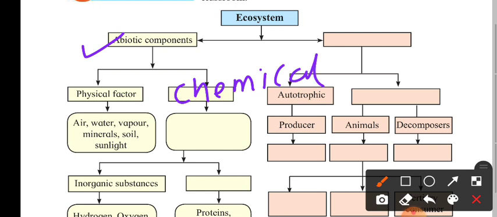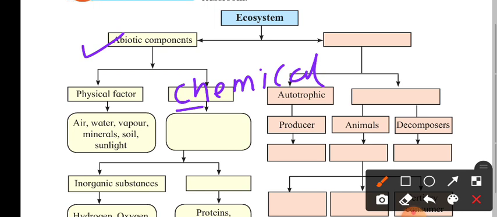I'm writing all in short, you can complete it in detail. Physical factors and chemical factors. So now we will go towards the physical factors first. First we will talk about that and then we will come back to the chemical factors. Physical factors, in that we have air, water, vapor, minerals, soil, sunlight. All these are nothing but the physical factors. And these are very important components in the life of living organisms.